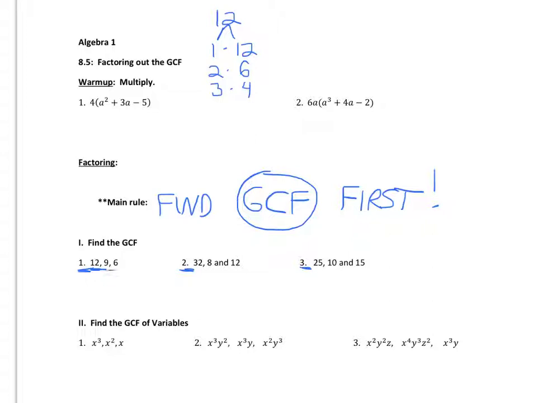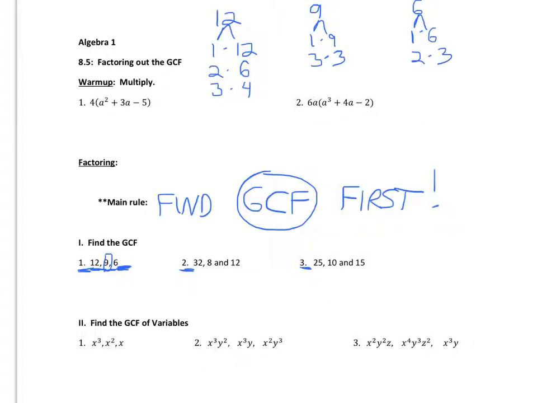Okay, then I have this 9. I'm going to list all my factors for 9. So I'm going to start with 1 and 9. Then the only other number that goes into 9 is 3. 3 times 3 is 9, so I'm going to put 3 times 3. Then I'm going to list the factors of 6. So I know 1 times 6 is 6. Then the only other factors are 2 and 3.